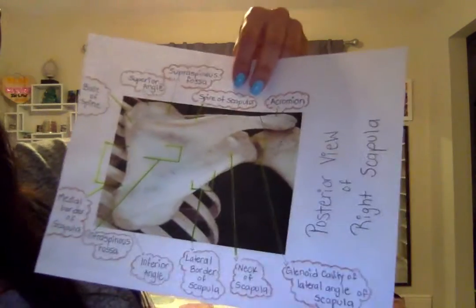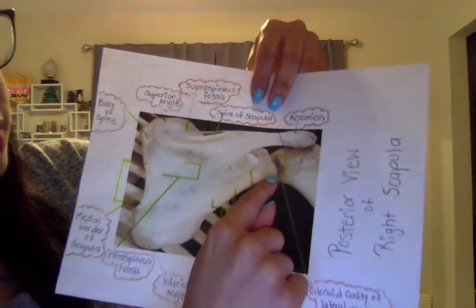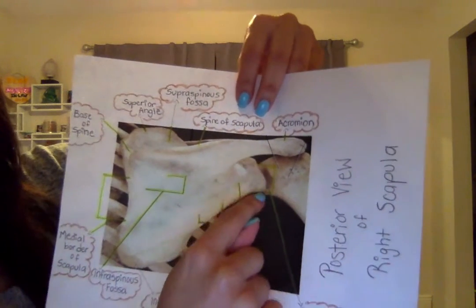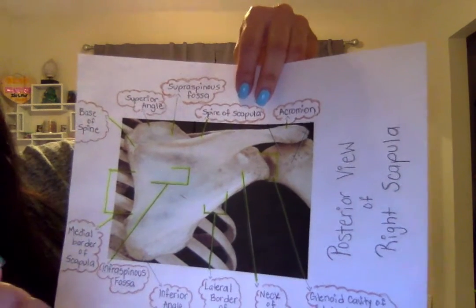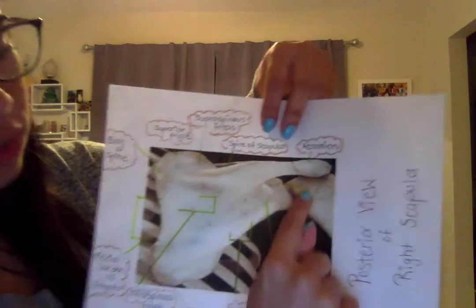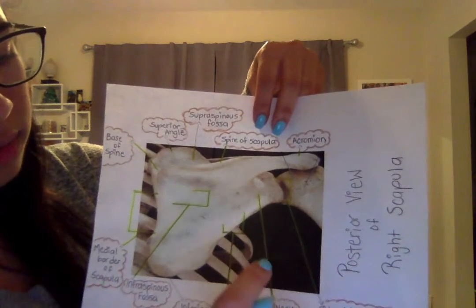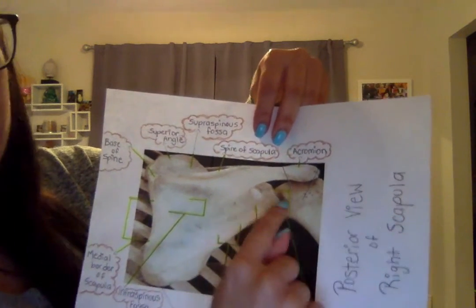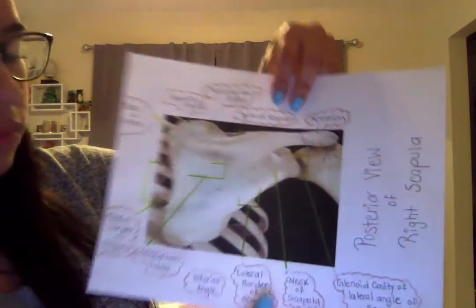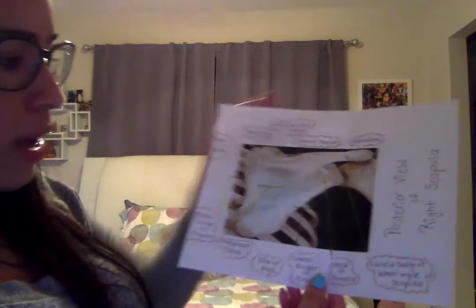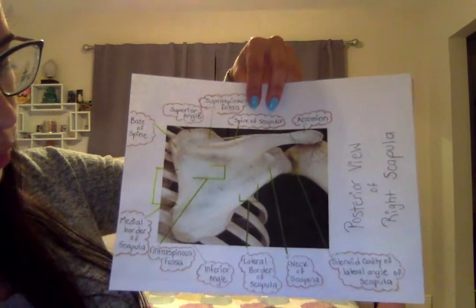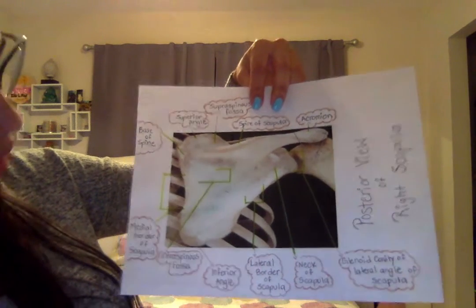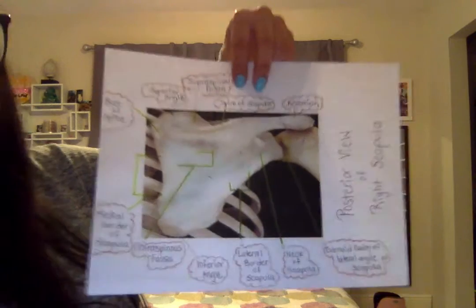We have the glenoid cavity of the lateral angle of the scapula, which would be right here. And that articulates with the humerus. As you can see, the humerus is right here. And then the glenoid cavity, it articulates. We have the neck of the scapula, which would be right over here. And I think for this one, I've shown you everything.